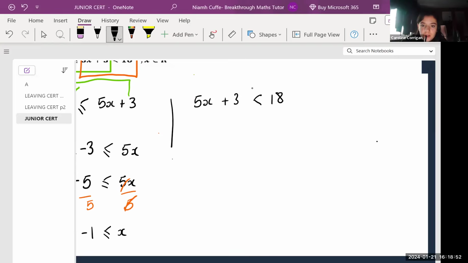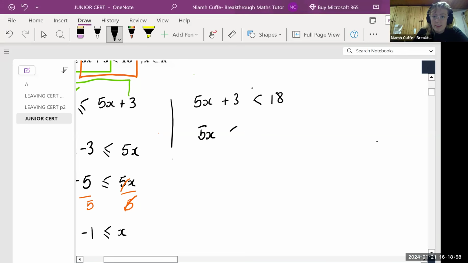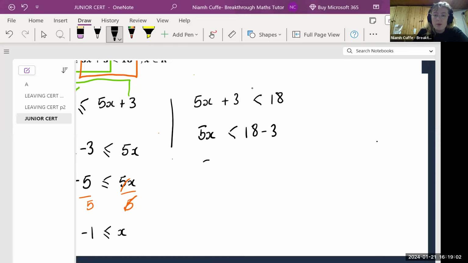You'd move the 3, you'd minus the 3 to the other side. Amazing. Guys, you're absolutely flying, to be honest. This is brilliant. You bring the 3 over to the other side. You get 18 minus 3. What are we left with? We've got 5x is less than 18 minus 3. It's 15.